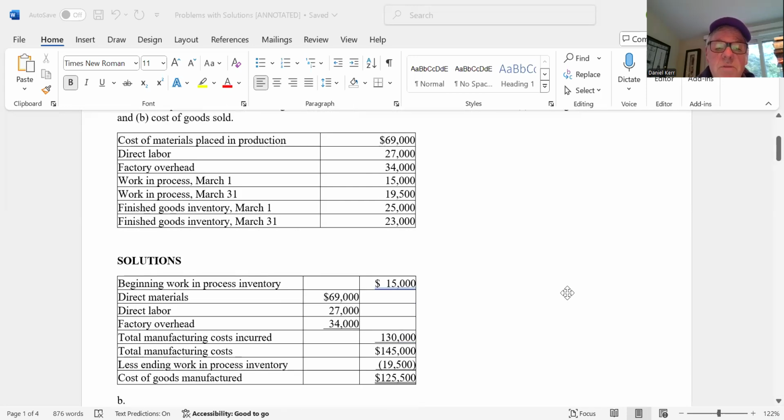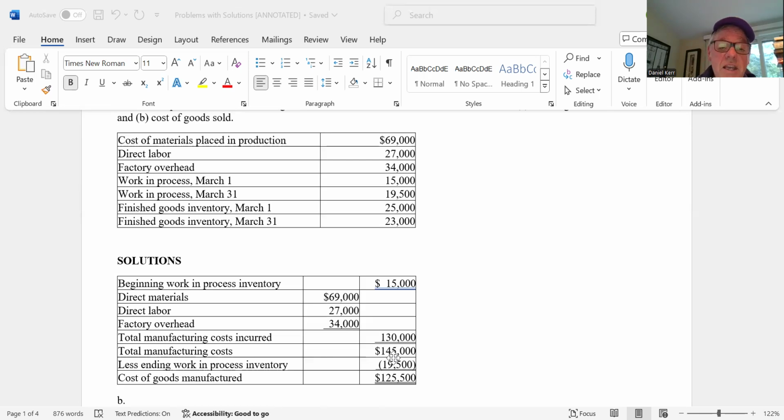And to get the cost of goods manufactured, simply you have to know which of these numbers to plug in. The beginning work in process inventory plus the total amount of direct materials, direct labor, and factory overhead. That gives you the total manufacturing costs incurred. So you get the beginning inventory plus all the costs incurred this period. That gives you 149,145.